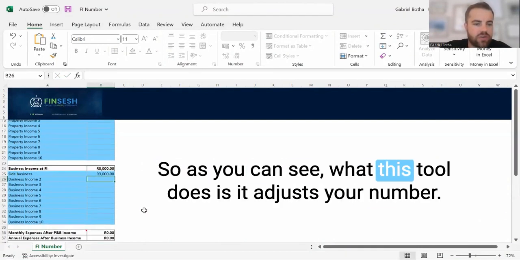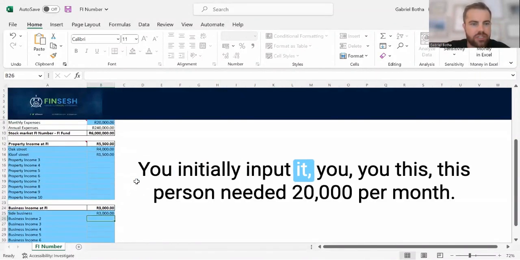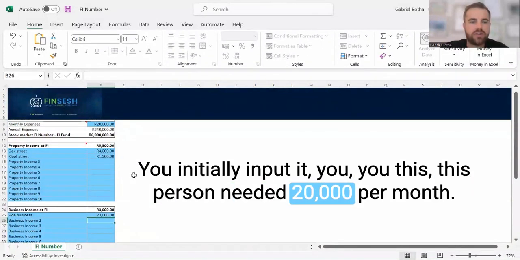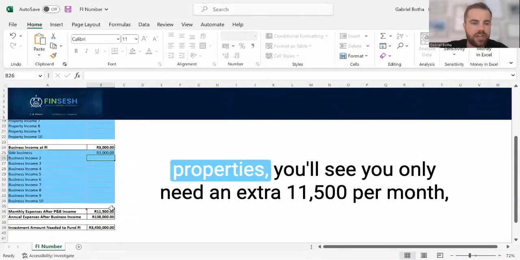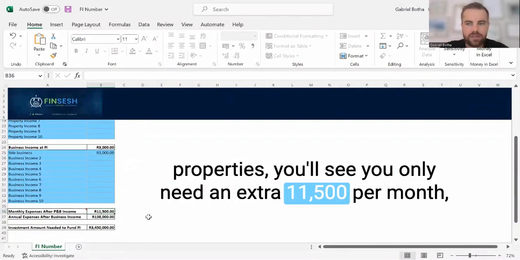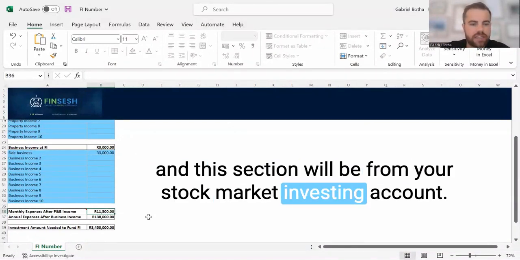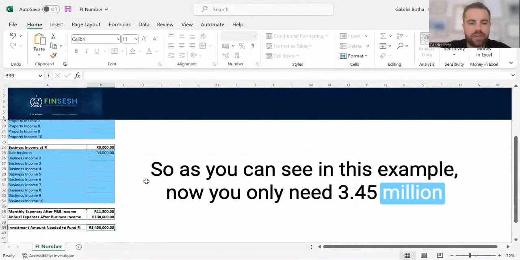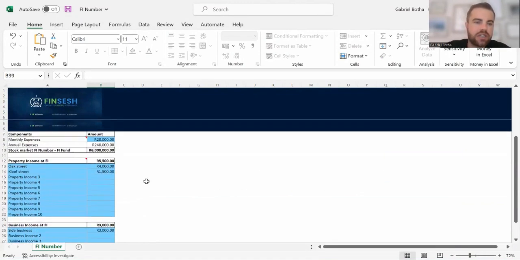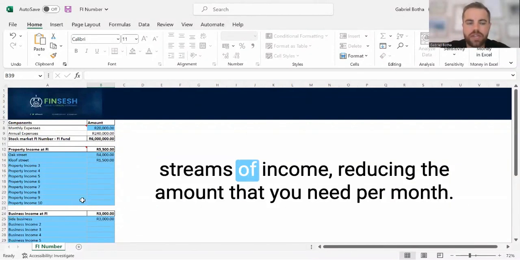So as you can see, what this tool does is it adjusts your number that you initially inputted. This person needed 20,000 Rand per month. So now, after taking all the other net income from business and properties, you'll see you only need an extra 11,500 Rand per month. And this section will be from your stock market investing account. So as you can see in this example, now you only need 3.45 million Rand in your stock market account instead of the initial 6 million Rand. And this is due to the other multiple streams of income, reducing the amount that you need per month.